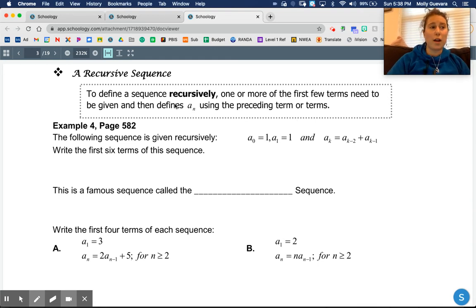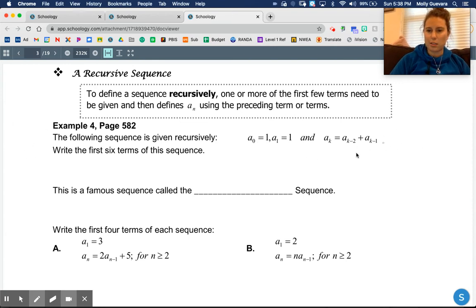If I asked you to find the 30th term, you're not going to find it recursively because you would have to find all the terms in front of it in order to know the 30th, which is a pain. Okay, so recursive sequences, usually they give you at least the first term, and then they give you some sort of pattern to follow. So let's look at here. It gives me that the 0th term is 1.